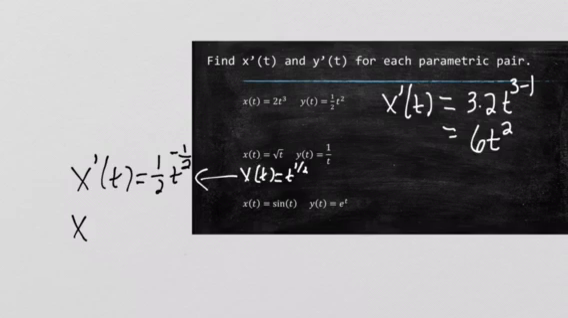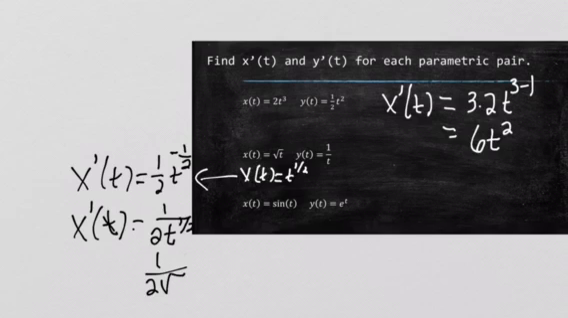So then we should rewrite x prime t as 1 over 2 times t to the positive 1/2. If we have a negative exponent, we can drop it down to the denominator, make it positive, and that simplifies to 1 over 2 root t. So that's our x prime t.